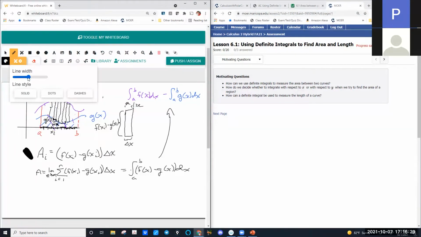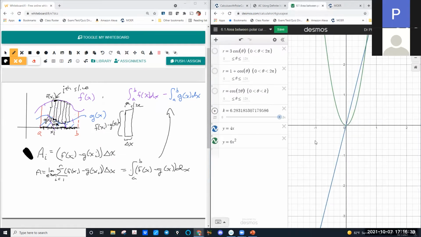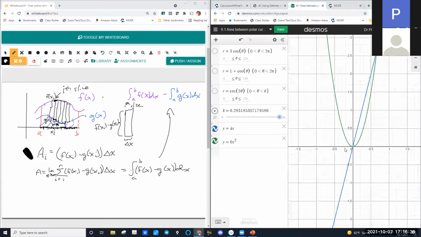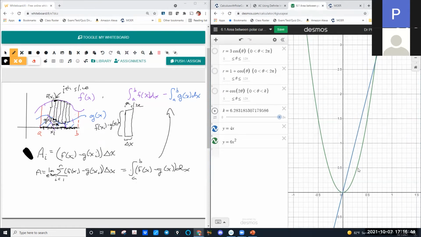Okay, so let's just say we pick a couple curves. I've got a couple already here in Desmos. We'll do a couple examples. We'll do one in x and one in y. Let's say we want the area between y equals 4x and y equals 6x squared. Well, we can see the area right here. And basically, when you're doing area between two curves, notice f of x was on top, g of x was on bottom. So that's really all we need to observe, is which one's on top and which one's on bottom.